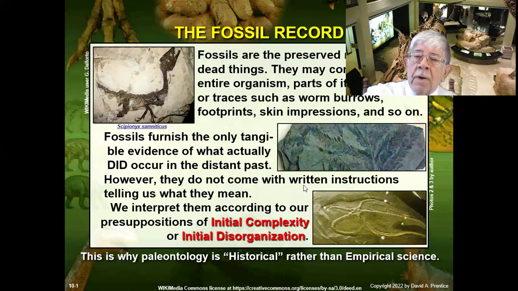The things we call empirical sciences, like chemistry and physics and so forth, can be tested by experimentation. We can't do that with the so-called historical sciences like paleontology and historical geology. All we can do is look for what seems to be the most reasonable explanation.